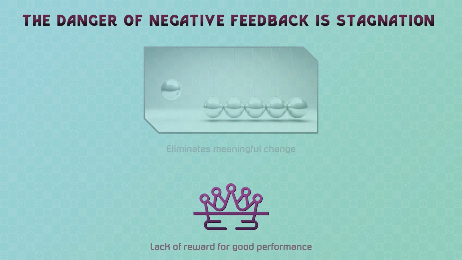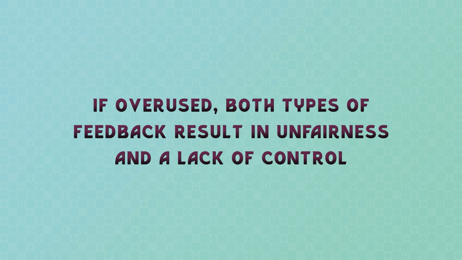The interesting thing here is that an overuse of both types of feedback loops, negative and positive, results in the same effects, which would be a feeling of unfairness and lack of control for the player. If you have a strong positive feedback loop and everything is decided in the early game already, even a little mistake can screw up the entire game, which would feel unfair.